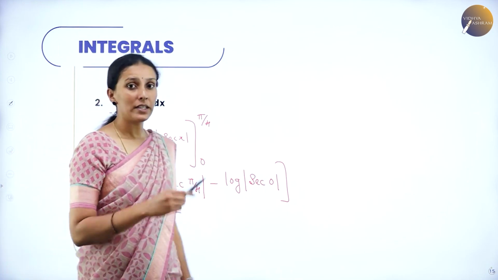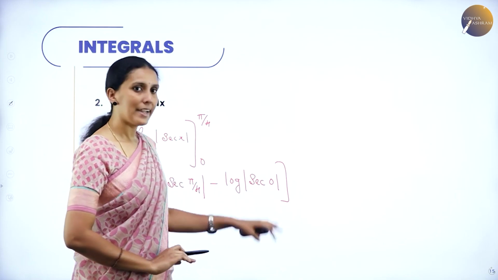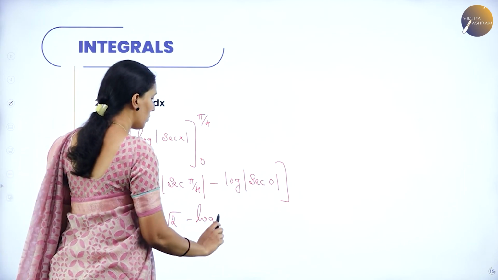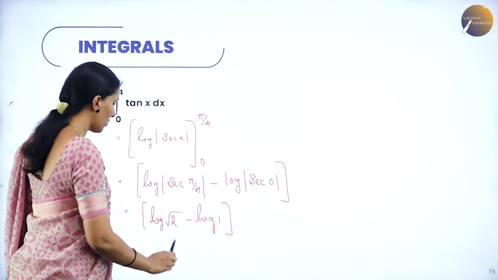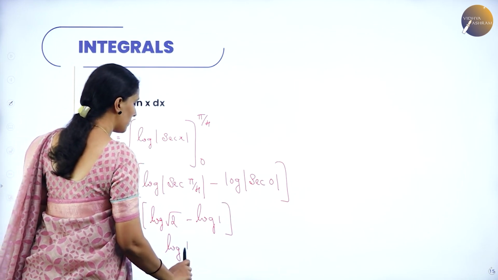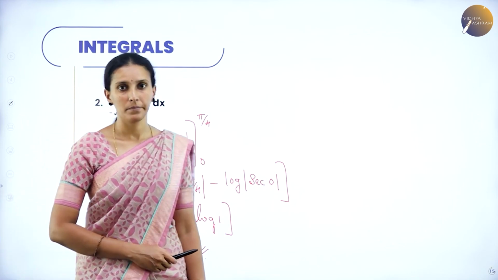Next here, what is cos 0? So cos 0 is 1. So what is secant 0? Secant 0 is also 1. So minus log 1. We know that the value of log 1 is 0. So therefore this can be written as log root 2. So this is the value of the given integral.